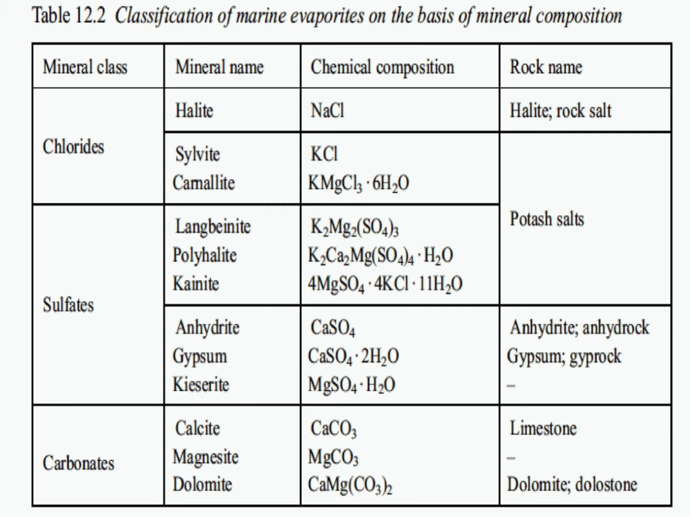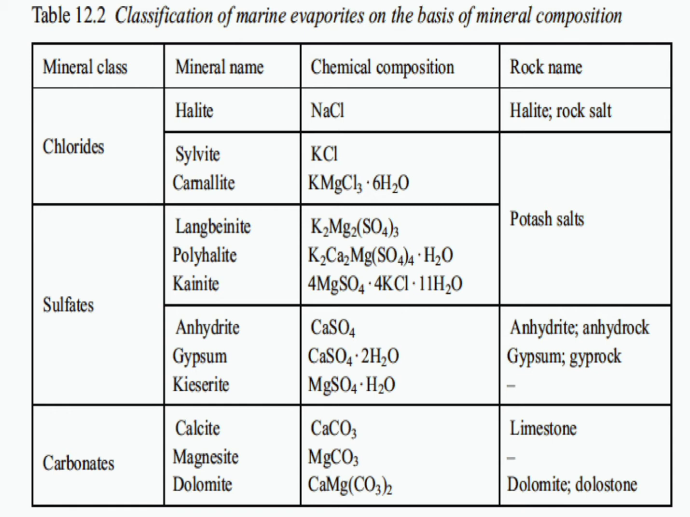You will see chlorides, sulfates and carbonates. So you have different mineral names: halite, sylvite or carnallite come in the chlorides group, and langbeinite, polyhalite, kainite, anhydrite, gypsum and kieserite come in the sulfates, and calcite, magnesite and dolomite, you all know, come in carbonates. The formula is important. Okay, and the rock name.